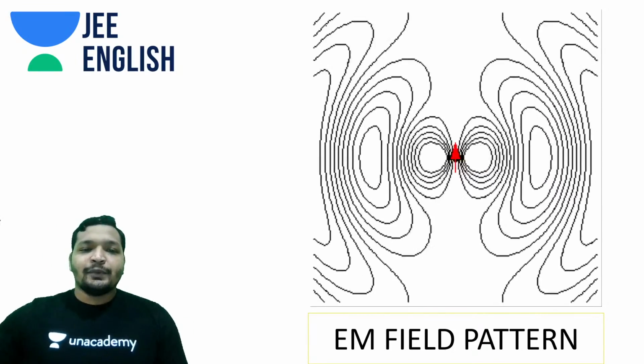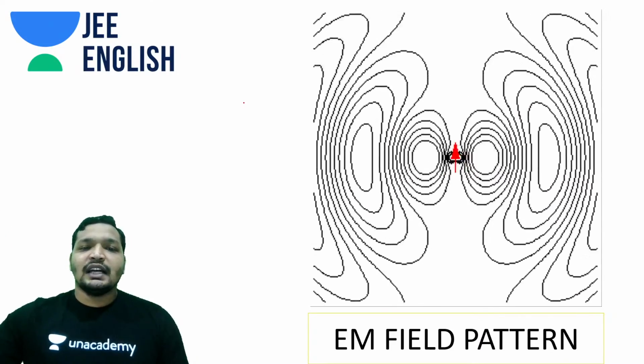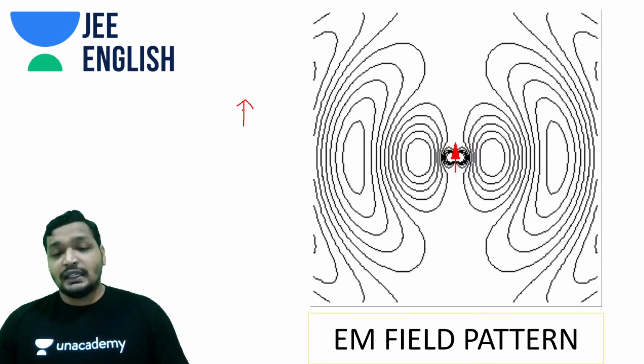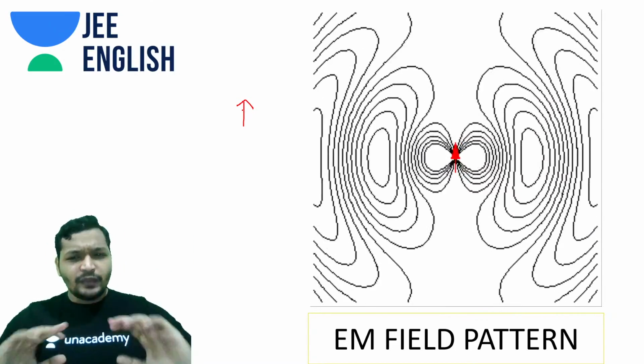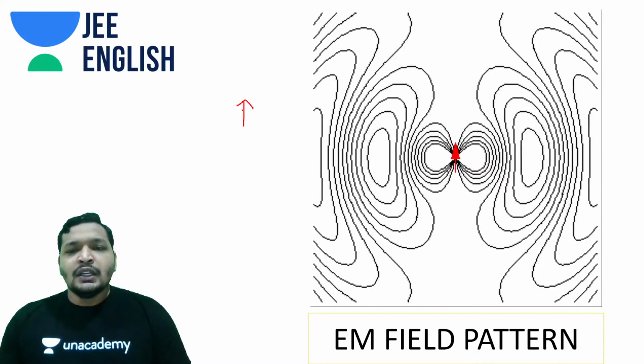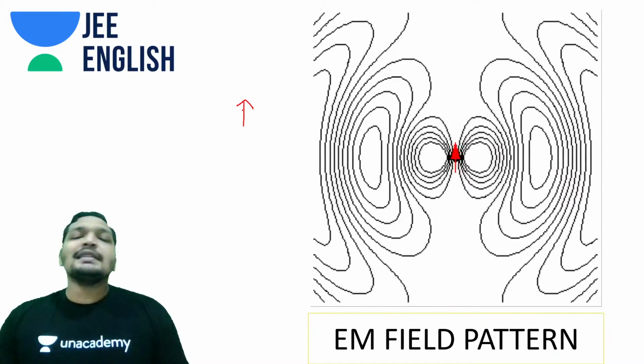So typically a dipole can be indicated with an arrow. You'll understand what this arrow is. This arrow indicates the direction of the dipole moment, and this is how the field looks. So yes, this is about the electric dipole and its field around it.